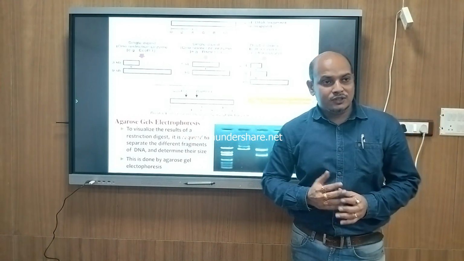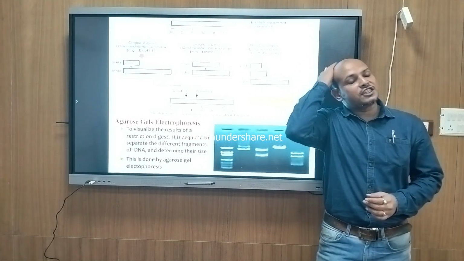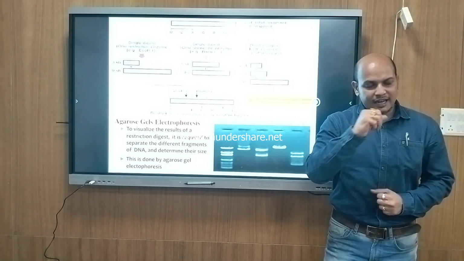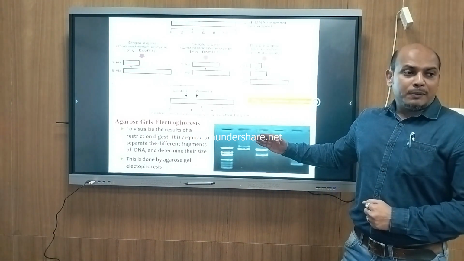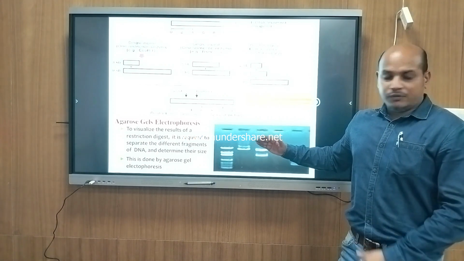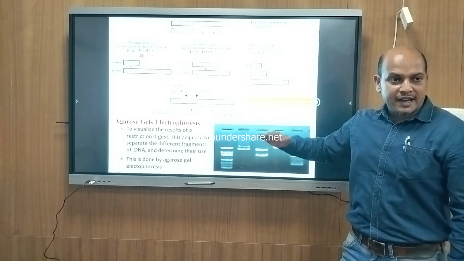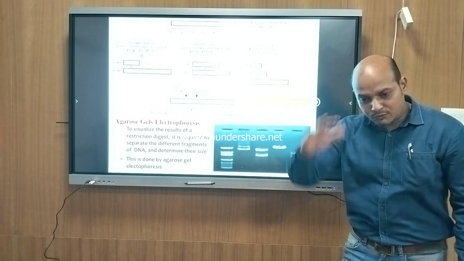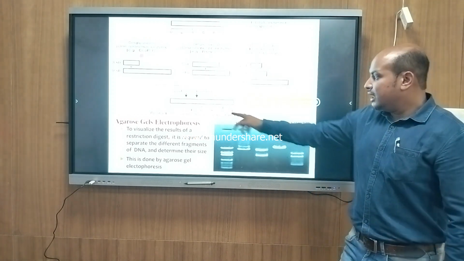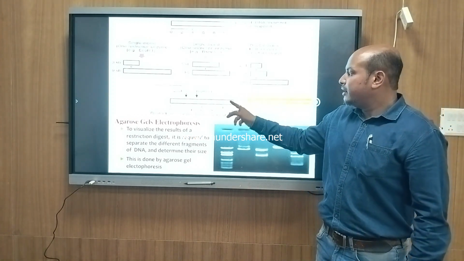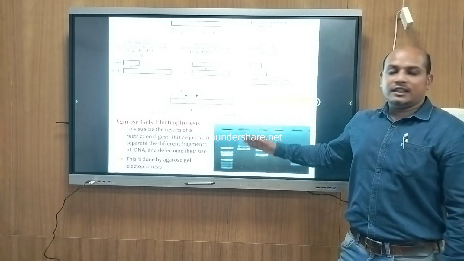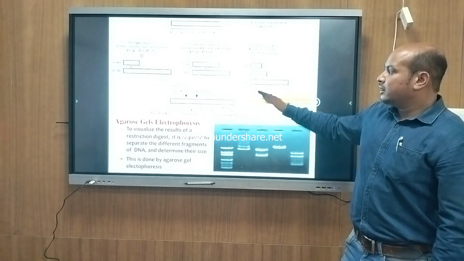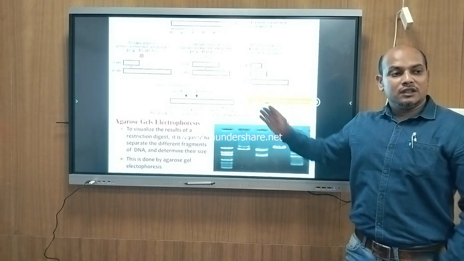In the case of agarose gel, as we all know, DNA being negatively charged, it migrates from the cathode to the anode. So the bigger fragments would be on the top side, and the smaller the fragment is, the more it will migrate towards the bottom. So the smaller fragment like the 2 kb will come towards the bottom, then on top of that there would be the 3 kb fragment, and the 7 kb fragment would be right on top of everything.